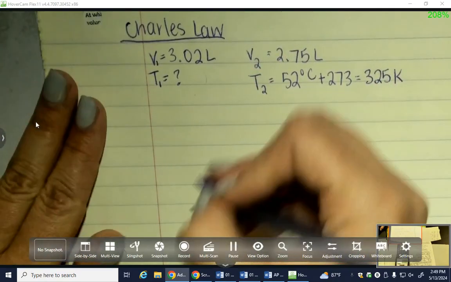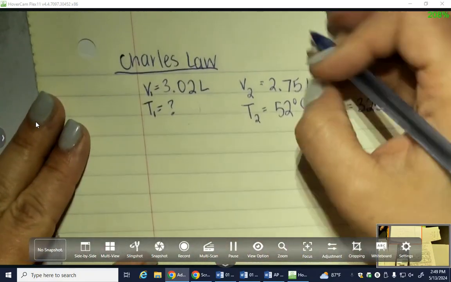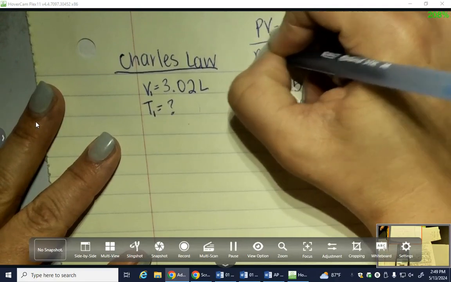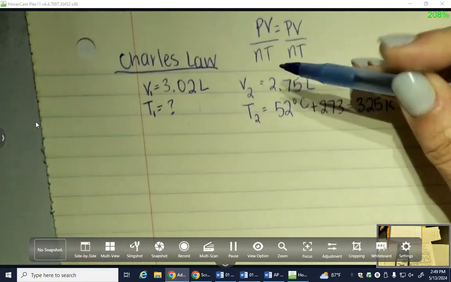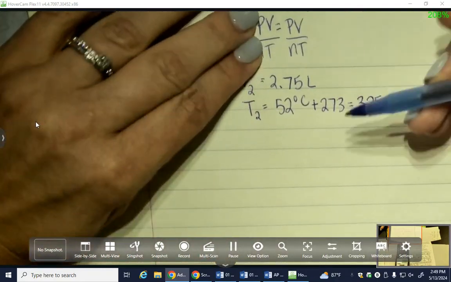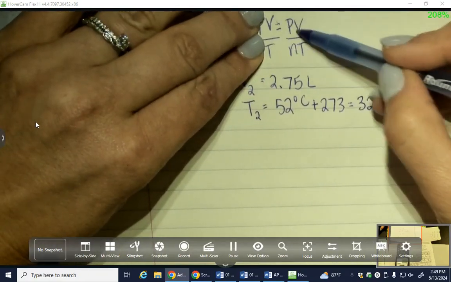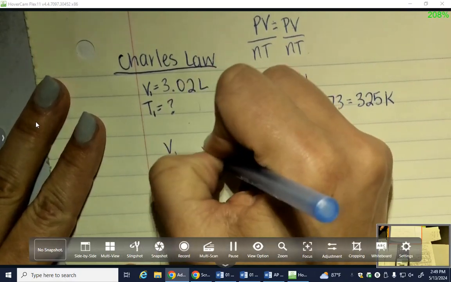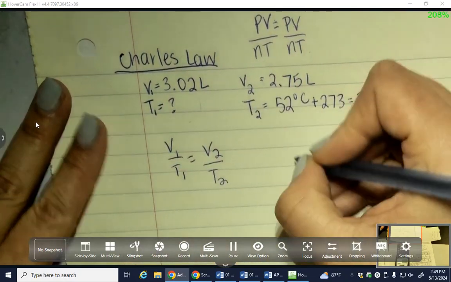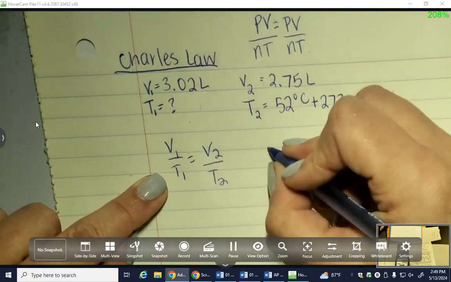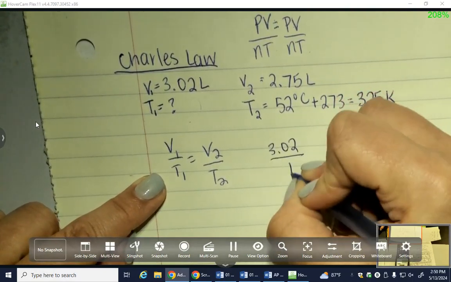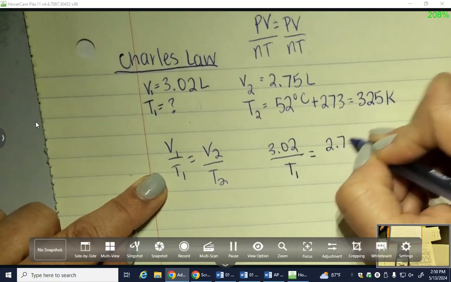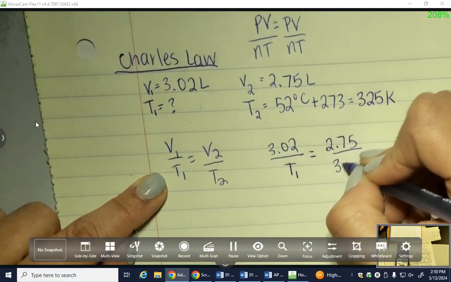Okay, so Charles' law, again, looking up here, we have V's and T's, so we're going to just basically do V over T, V over T. Okay, so V1 over T1 equals V2 over T2. So 3.02 over T1 is equal to 2.75 over 325.